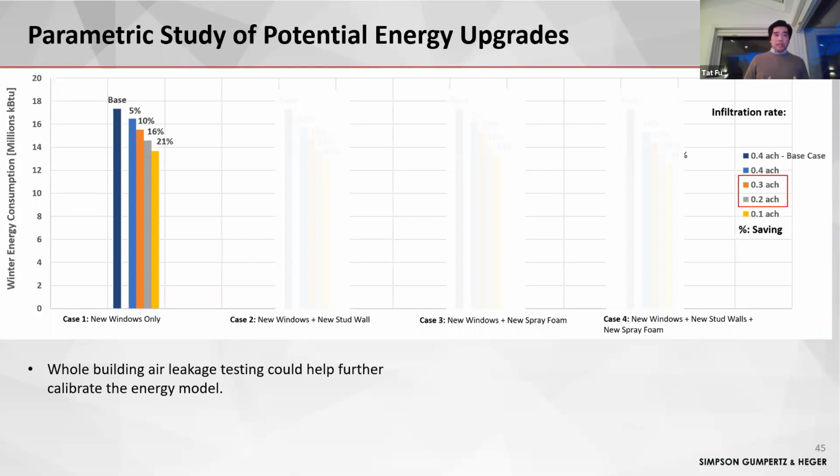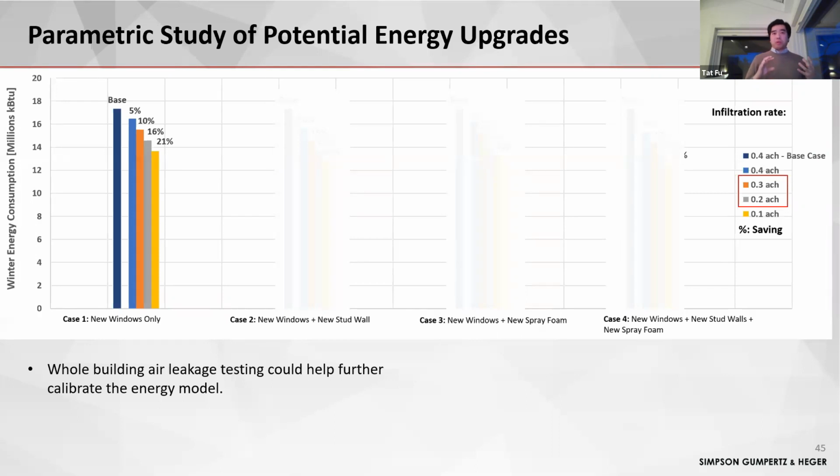So what you're looking at is the winter energy consumption per year for the different cases that we have talked about, case 1 to case 4. If we look at case 1, what you see is 5 bars. The darkest blue is the base case with 0.4 ACH. Then we simulate case 1 with the new window that has a U factor of 0.22 compared to the original window's 0.7. And if we stay with the same air leakage rate, 0.4, the lighter blue, you will save 5%.